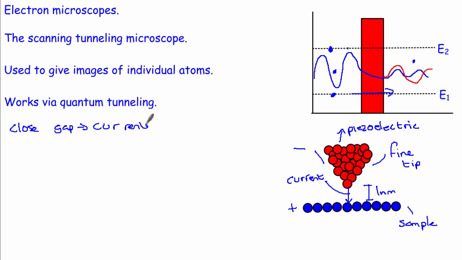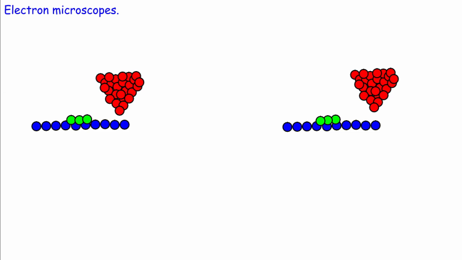The current goes up like that. And obviously if you decrease the gap, the current goes down. So there are two ways that you can use this particular microscope. The very first way is this: we've got a surface here, a layer of atoms, and we've got our sample that's put on it.